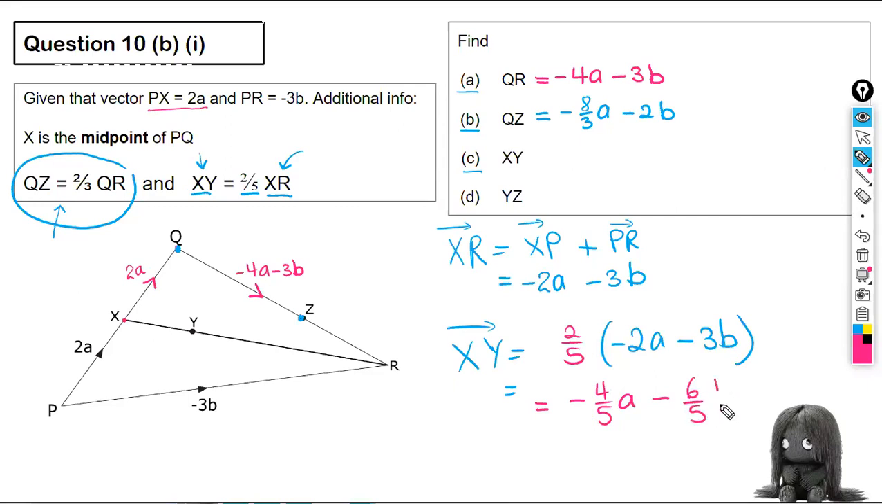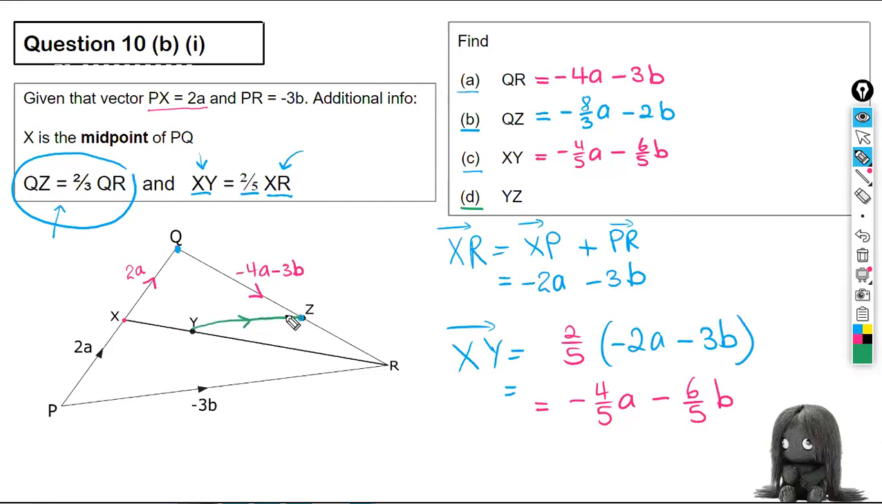6 on 5. Does that look correct, guys? Minus 4/5 A minus 6 on 5B. You can put 1.2B, huh? Right? Anyone, you can put fractions or decimals. Well, you still have one more part to do, right? Let me just draw in what they want you to find for part D. YZ.